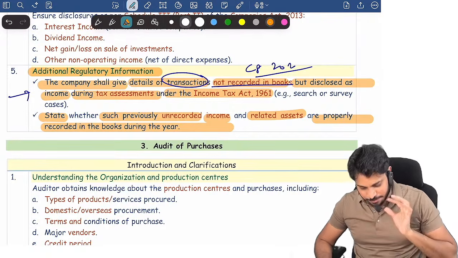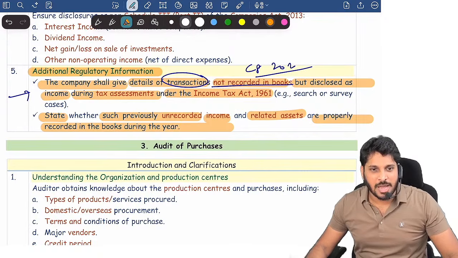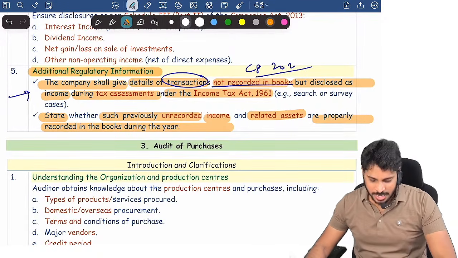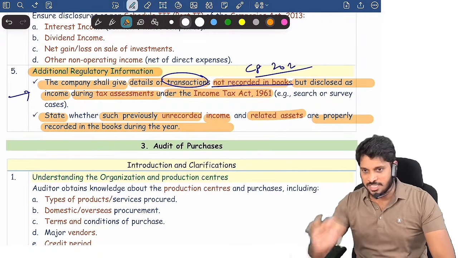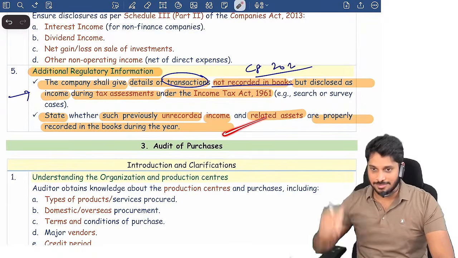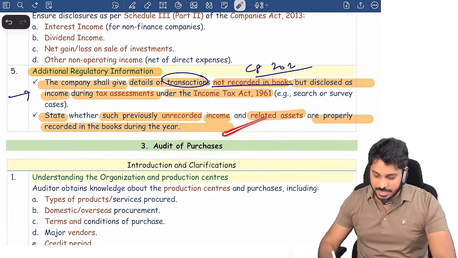That's it. Okay, so this is additional regulatory information. Until now, just reply me, guys. Are you all with me? Until now, just comment regarding black money. Just comment black money, means I assume that you completed up to this black money provision. Okay, just comment yes sir, black money provision completed. This is regarding black money provision.